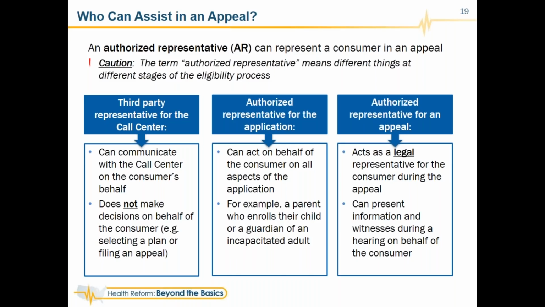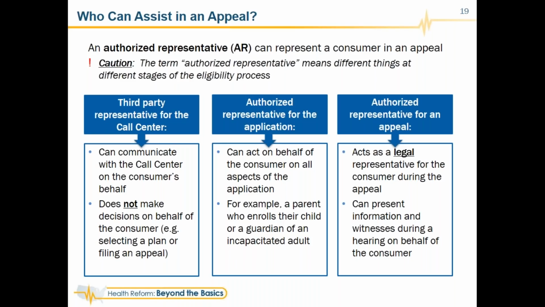Sometimes you do have a consumer who's unable to act on behalf of themselves. Either they're a minor, or they might be incapacitated and have a legal guardian. In these cases, to assist with an application, a consumer may actually have an authorized representative. In terms of the application process, an authorized representative can make decisions on behalf of the consumer. So they could file an application for a consumer, and they can decide whether they want to apply for financial assistance or not. In the appeals context, the authorized representative has a different role, and it's actually a legal representative.